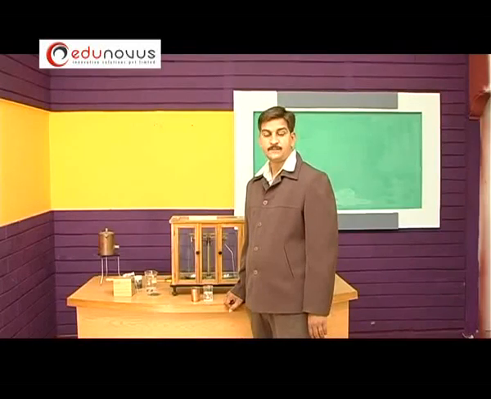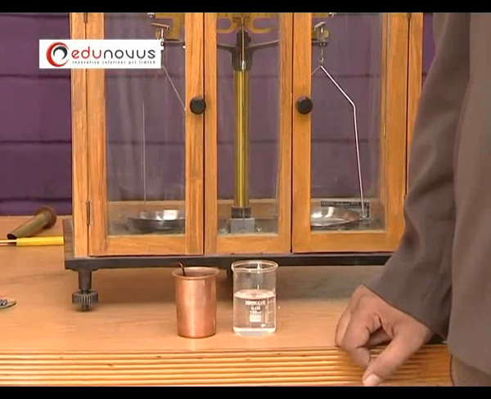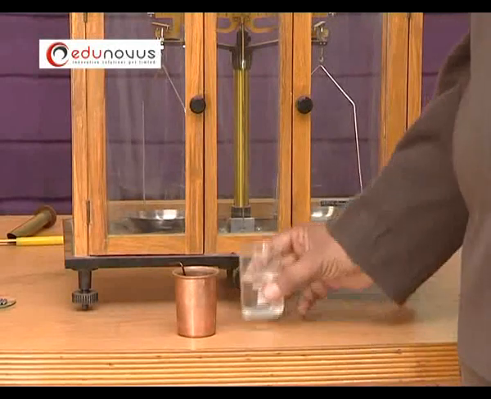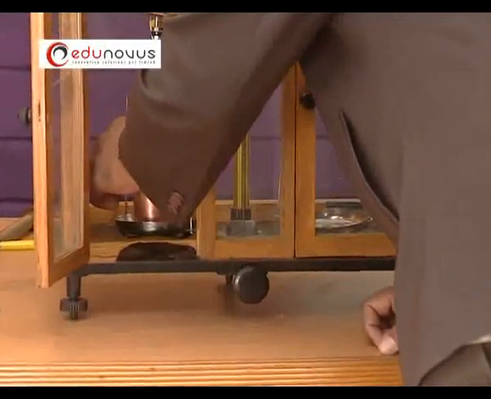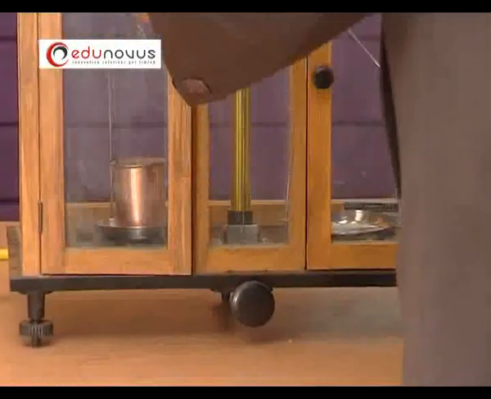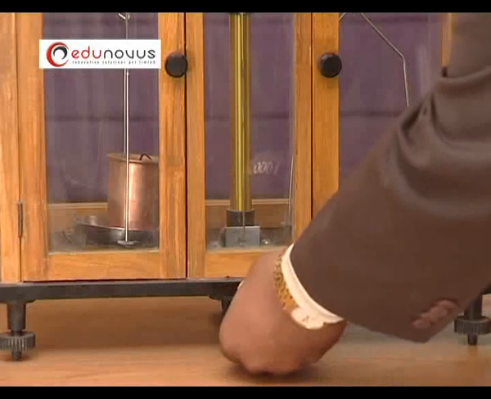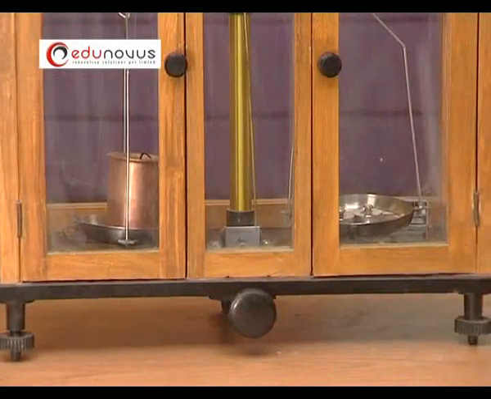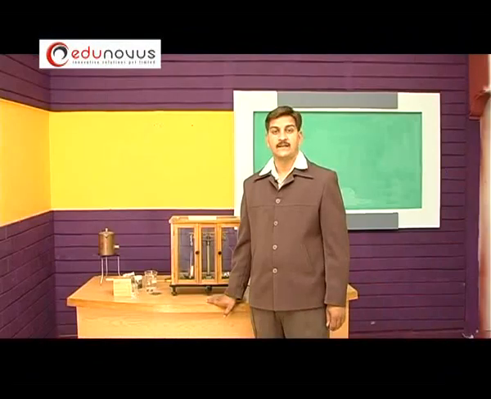Now, we are going to add some water in the calorimeter. The calorimeter should be filled to one third of its volume with water. Now, determine the mass of the water with the calorimeter using the physical balance. After we adjust the weights in the right pan, turn the handle and observe the turning points. The mass of the calorimeter with water can be taken as 103 grams and 900 milligrams.